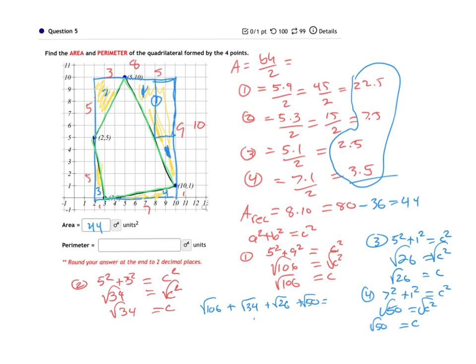And when you do that, you end up with 28.2966. We want to round to 2 decimal places, which means this 9 has to round up to a 10, which means that rounds to a 3. So we end up with 28.3.